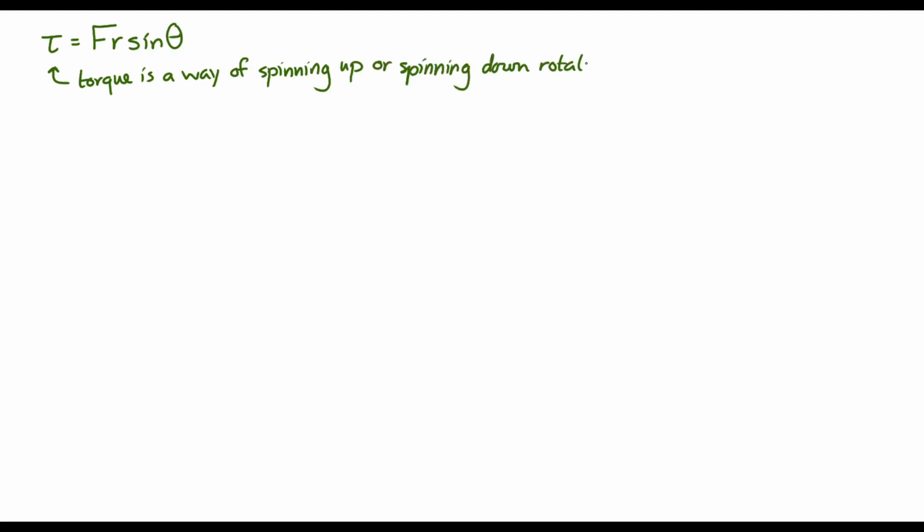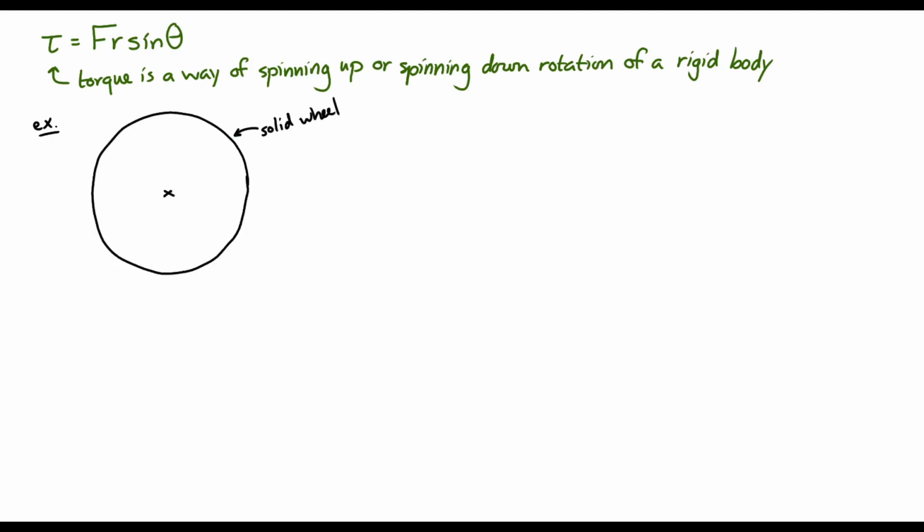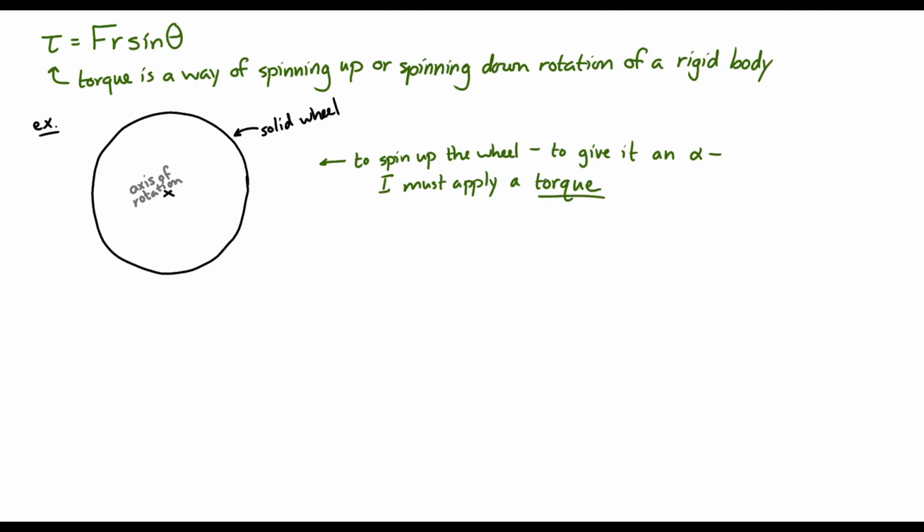What's important right now is that a torque is a way of either spinning up or spinning down the motion of a rigid body. So, for example, imagine that we have this solid wheel and there is an axis of rotation right at the center. Now, if I wanted to spin up this wheel, imagine it's at rest at first, well, I would have to apply a torque. And I can apply a torque by applying a force. So let's imagine that I apply a force at a point on the wheel right here on the edge. So that means that I'm applying the force at some distance r from the center, from the axis.